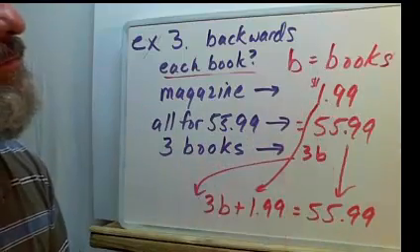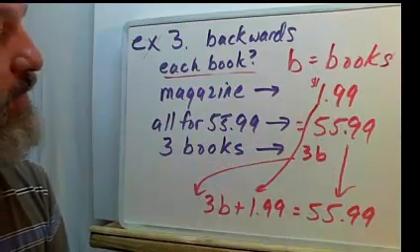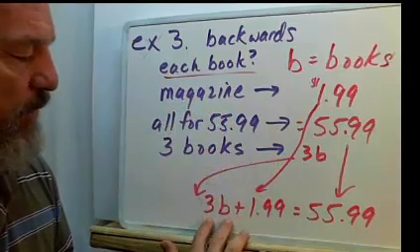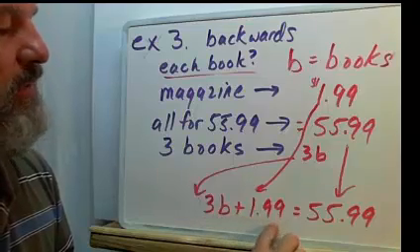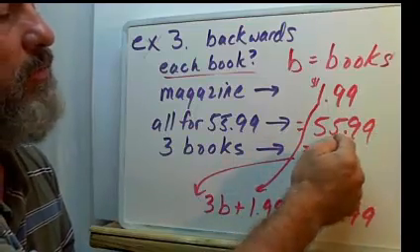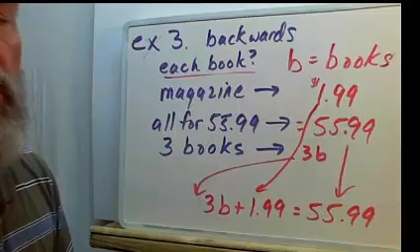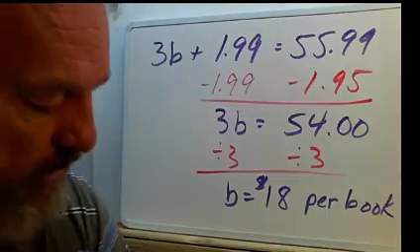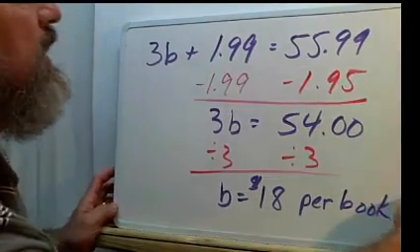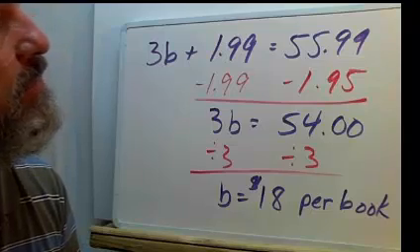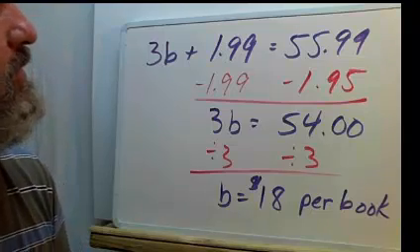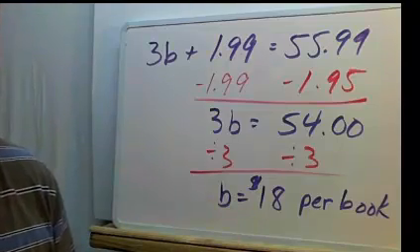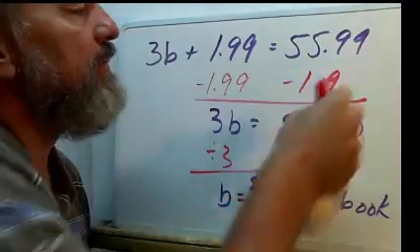So we have these 3 figures here. And we understand that the books plus the magazine, 3 books plus the magazine, 3B plus the $1.99 gives us our grand total of $55.99, which is what we spent. And now all we have to do is solve that problem. So moving on to the solution, 2-step equation, we have 3B plus 1 and 99/100ths equals 55 and 99/100ths. We're going to subtract 1.99 from both sides. Let's make a change here. This is not a 5.